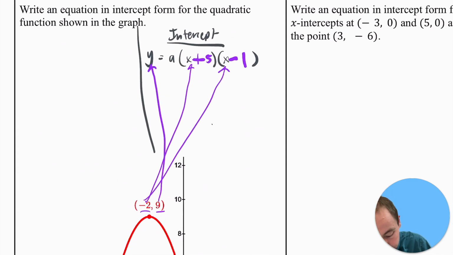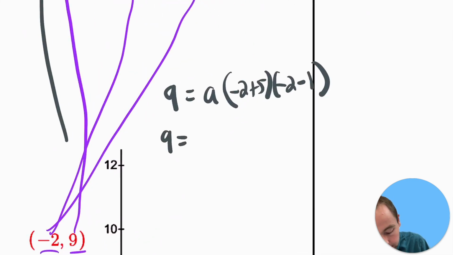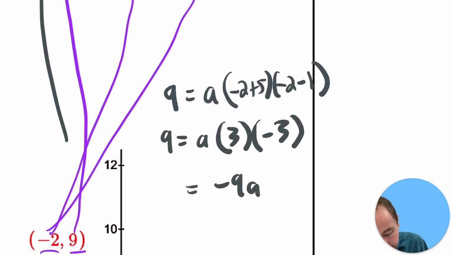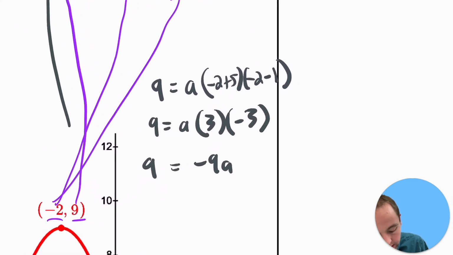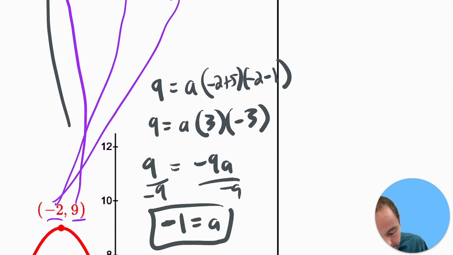So if I plugged in 9 for y equals a, and then negative 2 for x plus 5, and negative 2 for x minus 1, then I could solve for a. So 9 is going to equal a times positive 3, times negative 3. So basically negative 9a equals 9, and then if you divide by negative 9, you get the a alone, which means that negative 1 is going to be equal to the a value.